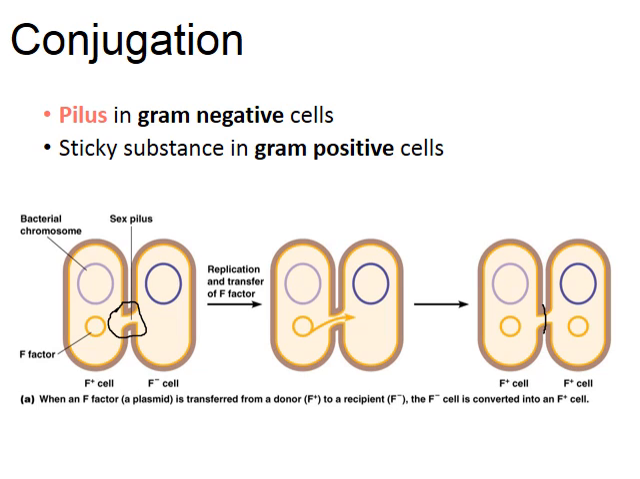The same basic kind of thing happens in gram-positive cells, but instead of actually producing a pilus, they produce a sticky substance. So they get sticky on the outside, they actually just stick to the other cell, fusion occurs, and a copy of the plasmid is transferred from one cell to the other.